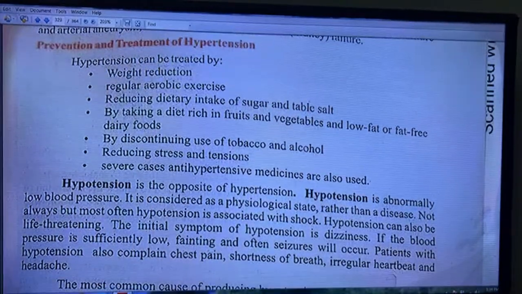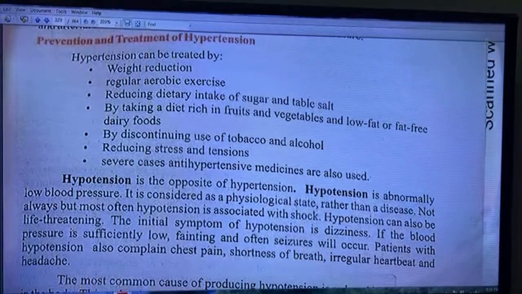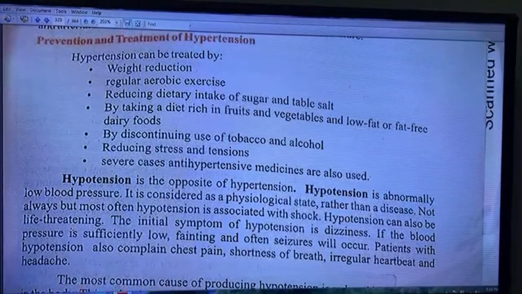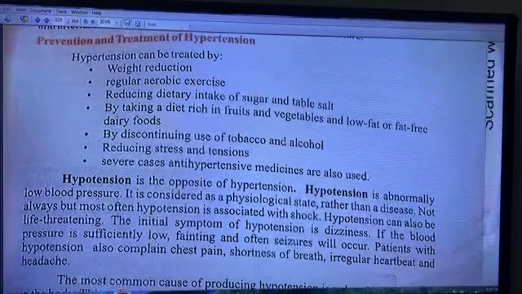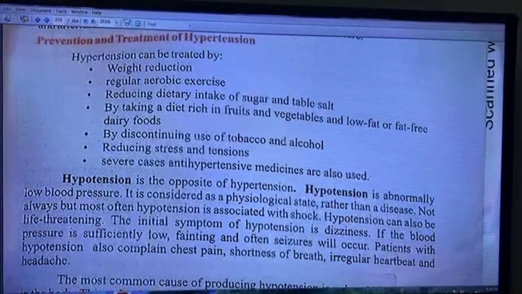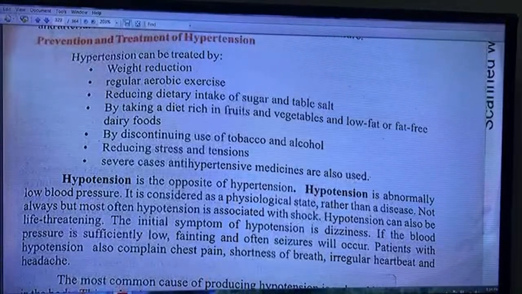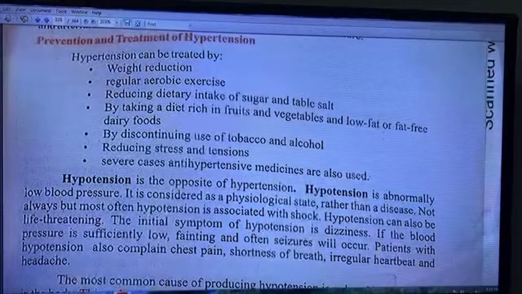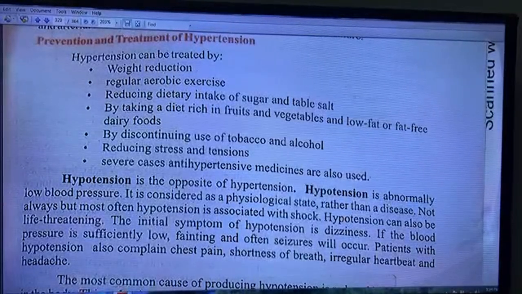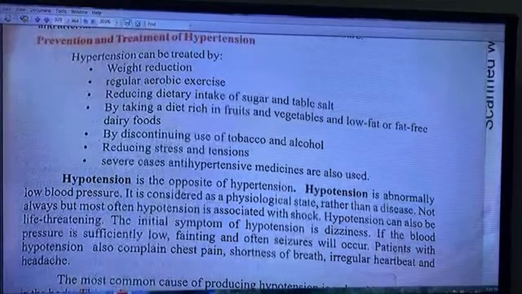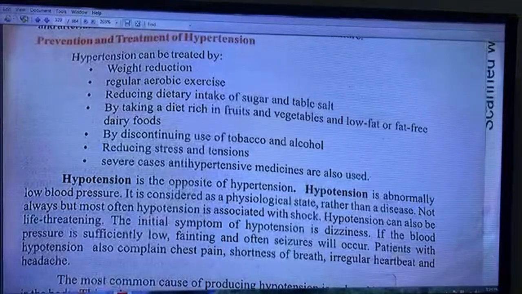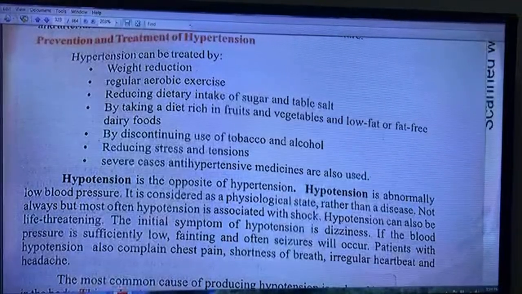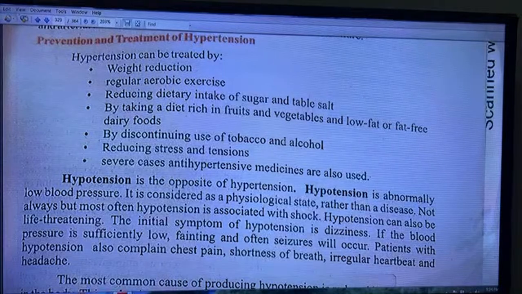Prevention and treatment of hypertension. Hypertension can be treated by weight reduction, weight loss, regular aerobic exercise, reducing dietary intake of sugar and table salt, by taking a diet rich in fruits and vegetables and low fat and fat free dairy foods, by discontinuing use of tobacco and alcohol, and reducing stress and tensions. In severe cases, antihypertensive medicines are also used.